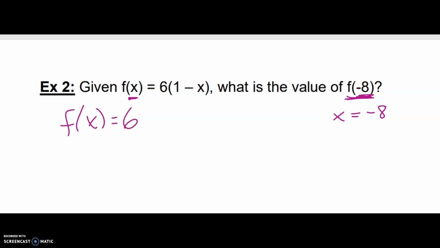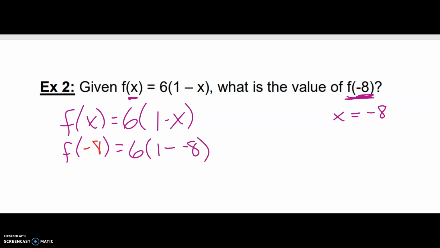I'm going to write the equation first. So f of x is equal to 6 parentheses 1 minus x. Now I'm going to rewrite it, and I'm going to plug in my negative 8. So now I'm talking about f of negative 8. Again, this is simply telling me that I'm just replacing my x value with the number negative 8. So I'm going to say 6 times 1 minus negative 8. And of course, minus negative 8 is going to be plus 8.